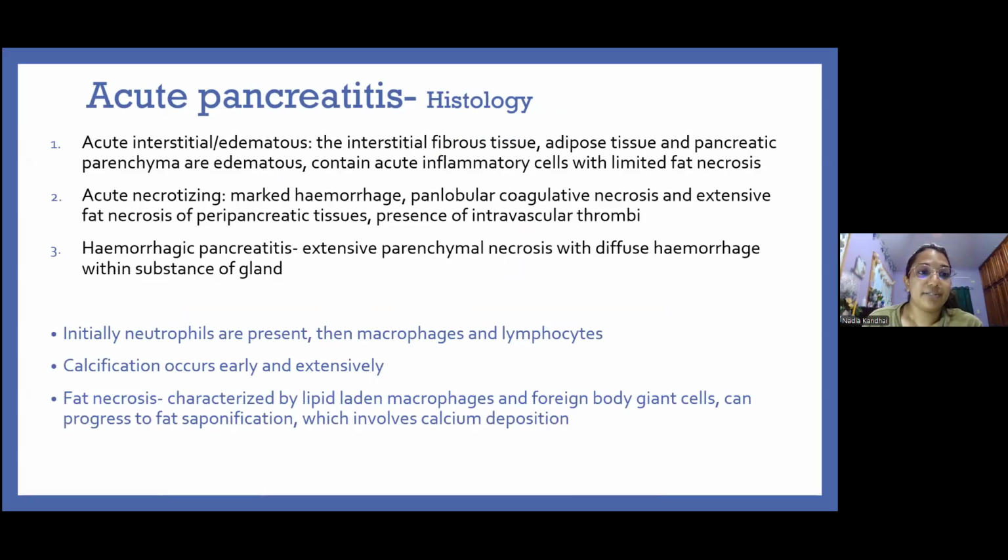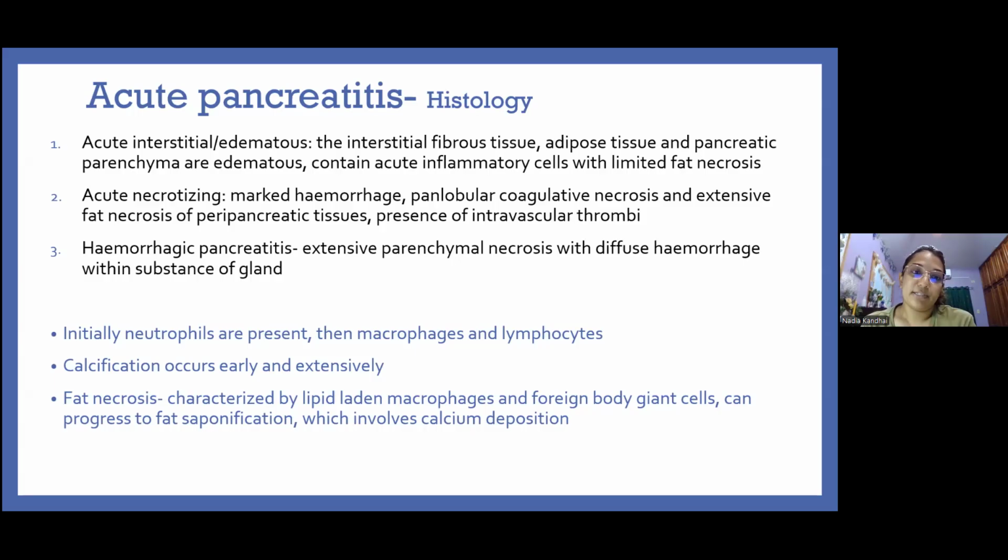Histology, we could see in acute edematous pancreatitis, there's interstitial fibrous tissue, which becomes edematous, as well as the adipose tissue on the pancreatic parenchyma. And then there's the infiltration of acute inflammatory cells. In necrotizing pancreatitis, there can be marked hemorrhage with coagulative necrosis and fat necrosis of the peripancreatic tissues, as well as the presence of intravascular thrombi.